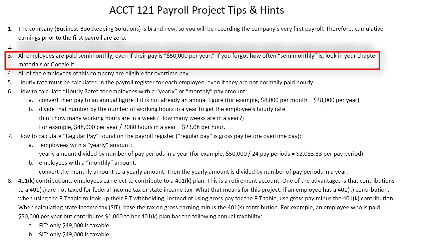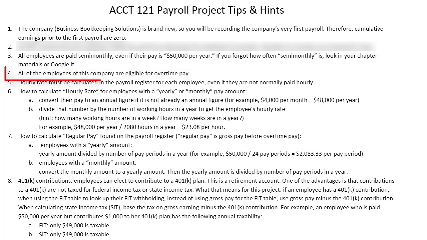All employees for this company are paid semi-monthly, even if their pay is quoted as $50,000 per year. If you forgot how often semi-monthly is, look in your chapter materials or just Google it. All of the employees of this company are eligible for overtime pay. Now, this is unusual. This is a really nice company. They're going to give overtime pay even to the salaried people. So that means we're going to have to convert the salaried people, like $50,000 per year, into an hourly rate so we can figure out what their overtime rate is.